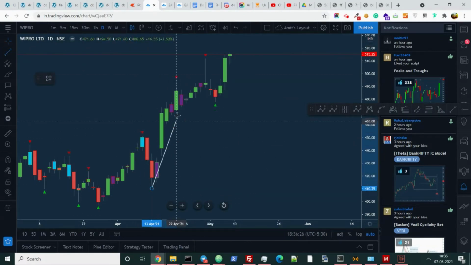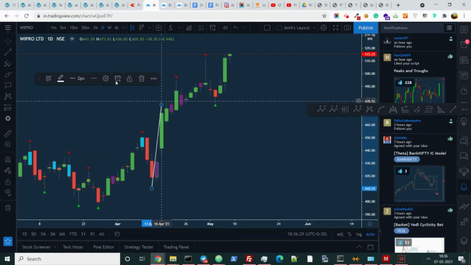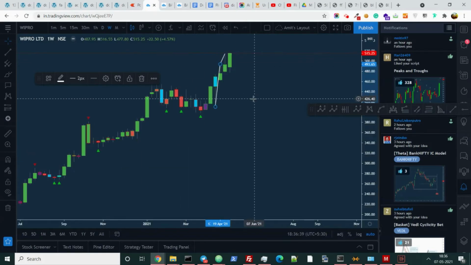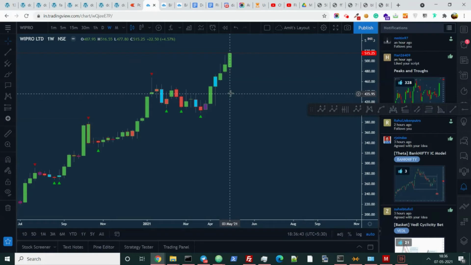Now in Wipro, we can see that it is going like this and it broke everything like this. Wait. So we cannot call this a flag. So let me switch the time frame. See, do not try to force a flag forcefully.